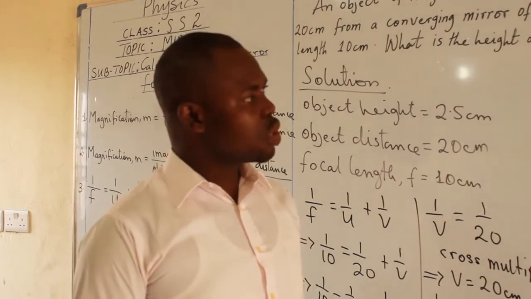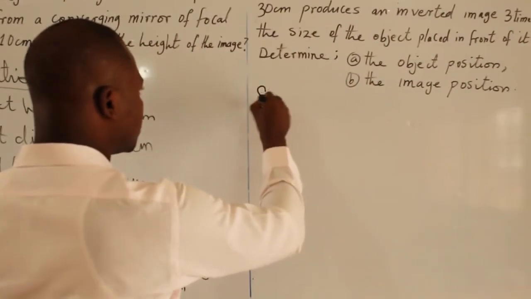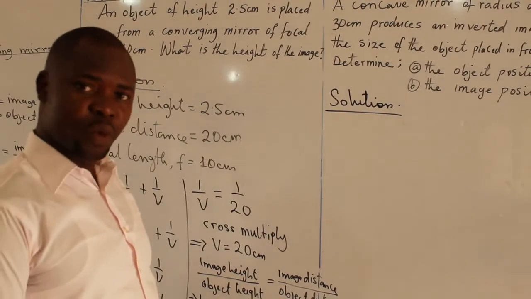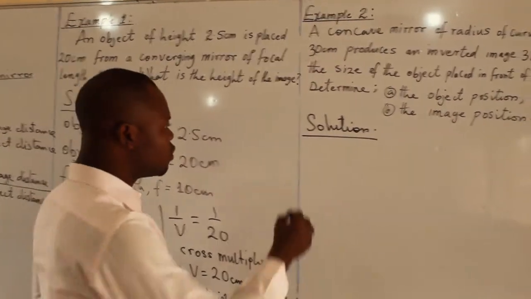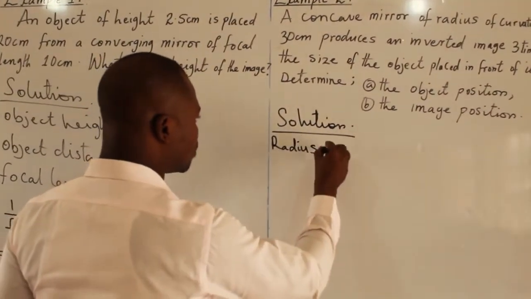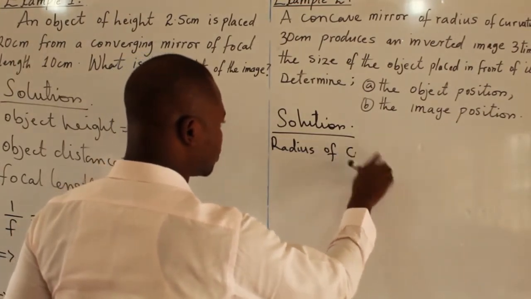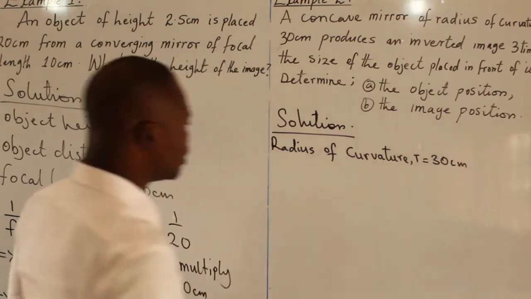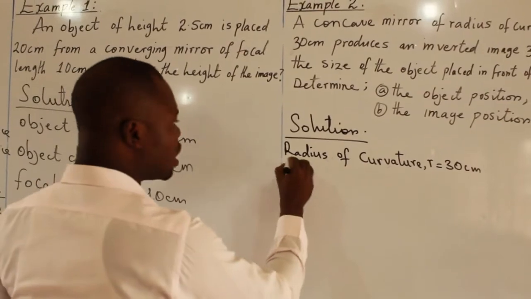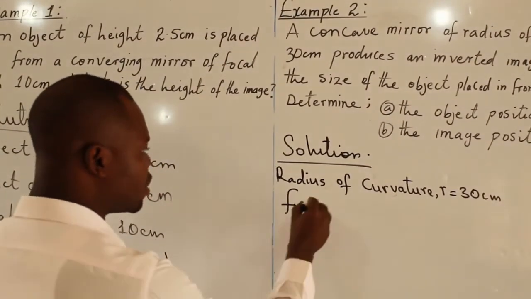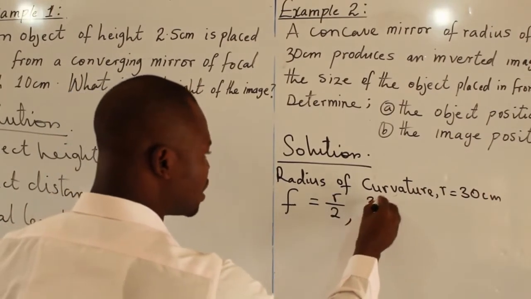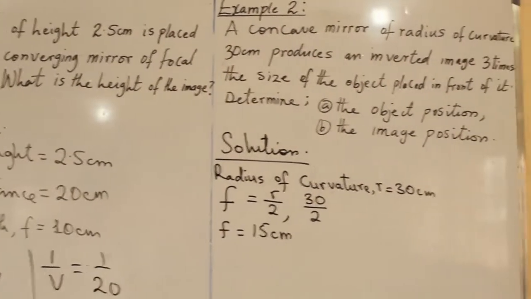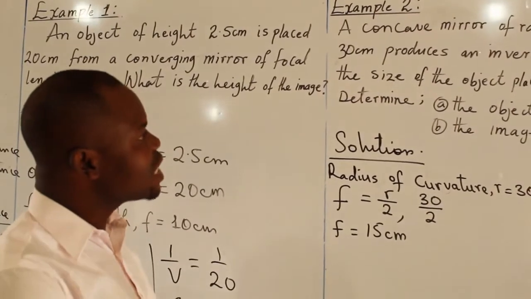Okay, so let's look at how such a question can be solved. Solution. Let's write out our parameters from the question. The first thing we're given is the radius of curvature. R equals 30 centimeter. Radius of curvature equals 30 centimeter. Then focal length. We know that our focal length F equals R over 2, which means 30 divided by 2. So F equals 15 centimeters. And then we were told that the magnification is 3 times, that is, the image is 3 times.